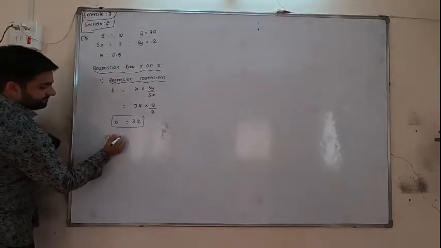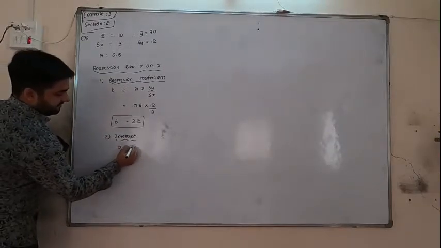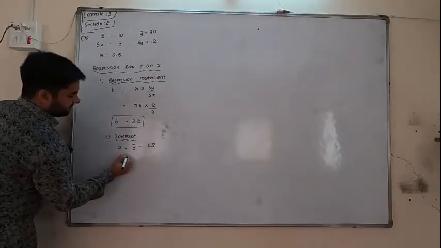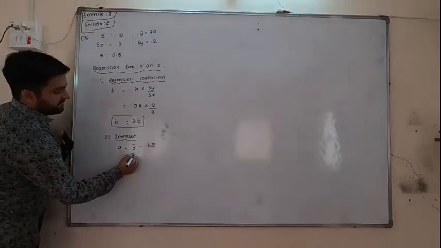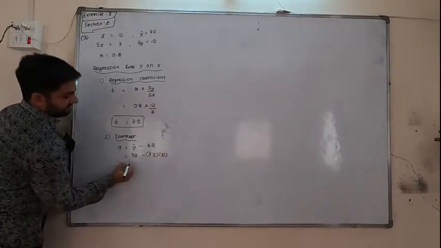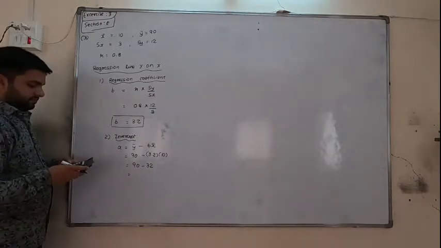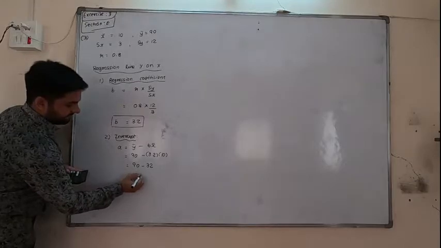Second step, intercept. a is equal to y bar minus b x bar. Y bar is 90, b is 3.2, x bar is 10. 90 minus 32, 58.